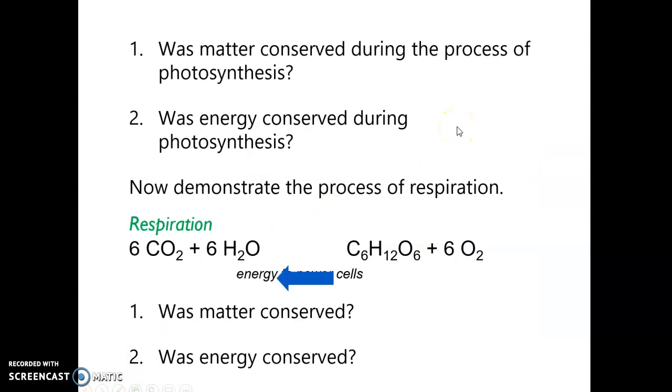So after you've completed building your glucose and your 6 molecules of oxygen, I want you to consider whether mass was conserved during the process of photosynthesis. Did you have the same number of atoms on each side of the equation? Was energy conserved during photosynthesis? Did you use up all of the chemical bonds that you had on the left side of the equation? Did you use them all up and no more to build the right side of the equation?